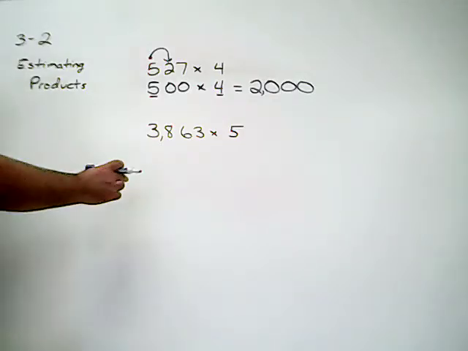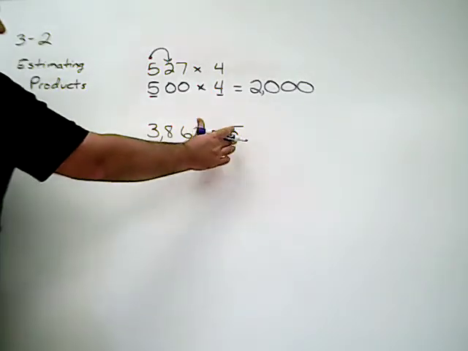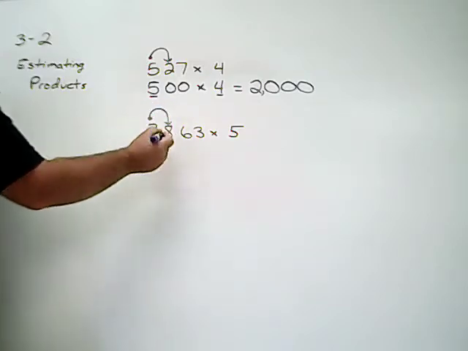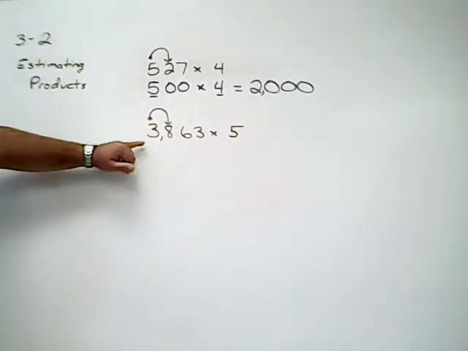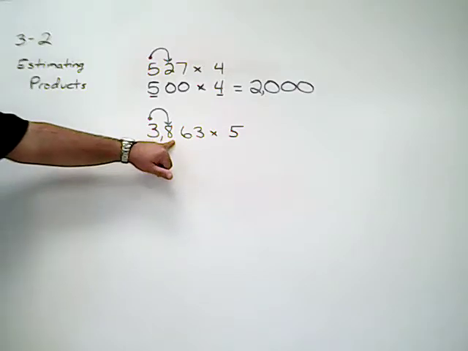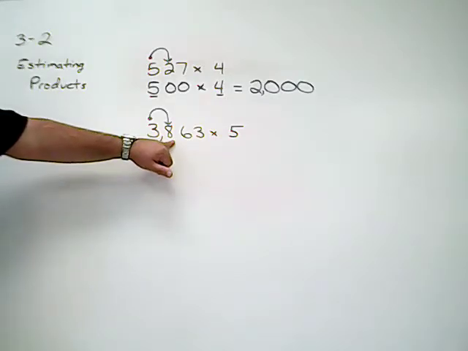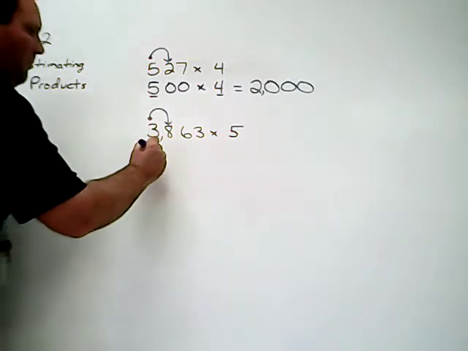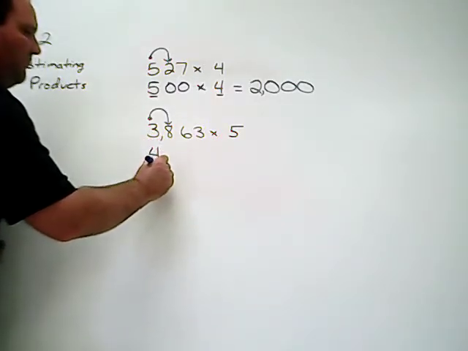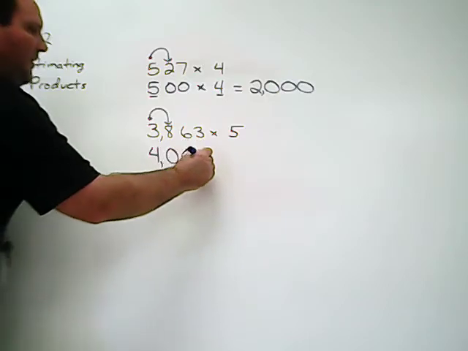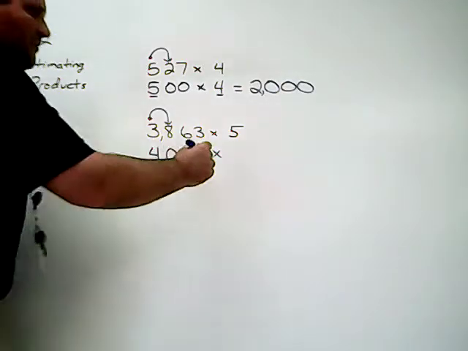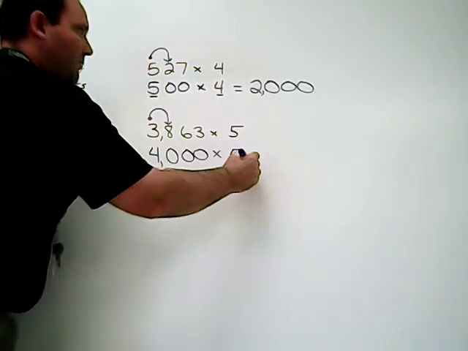In this case, I have 3,863 times 5. The biggest place value they have is the thousands place. I'm going to look next door. It's an 8. Since this number I'm looking at is 5 or bigger, I'm going to bump my dot number up by 1, so 3 becomes a 4. All the numbers after it become zeros. I'm going to keep my times 5 the same.